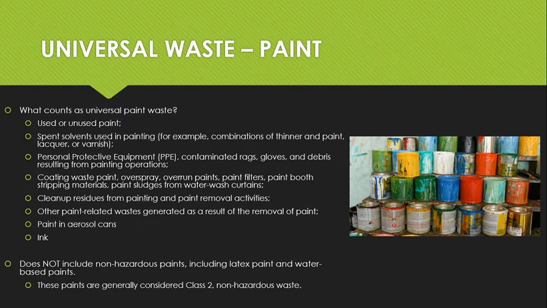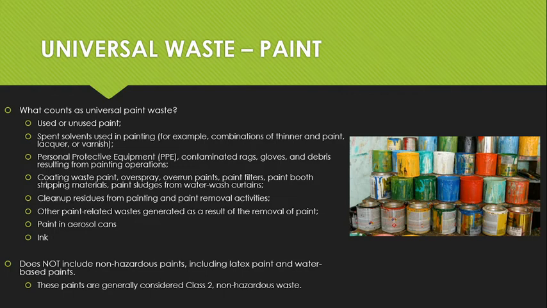So basically any type of paint that would have been hazardous, let's say it's flammable, let's say it's got some type of listed hazardous waste in there, it's considered universal paint waste and is not considered hazardous waste in Texas. But like I said, this does not apply in Colorado. If you pick up flammable paint, it's flammable paint. It's not universal waste paint. So this is a Texas deal only. Important thing to remember, this does not include non-hazardous paints like latex paint and water-based paint. These are generally considered class 2 non-hazardous waste. Or if you're up in Colorado, just non-hazardous waste.